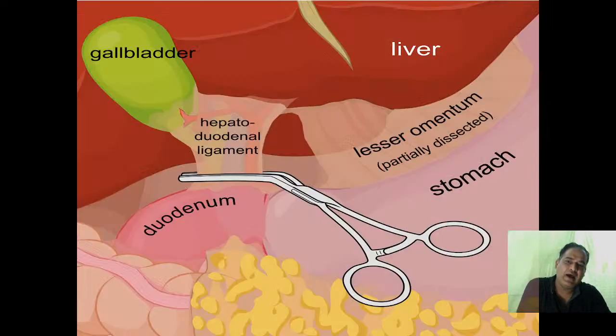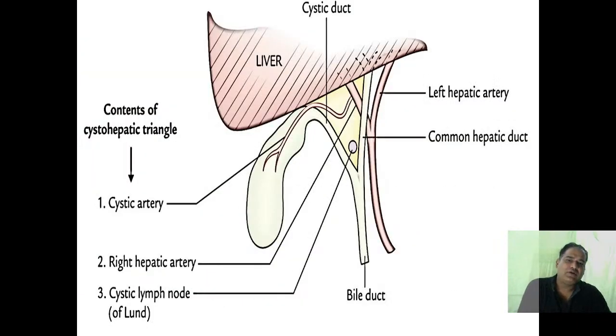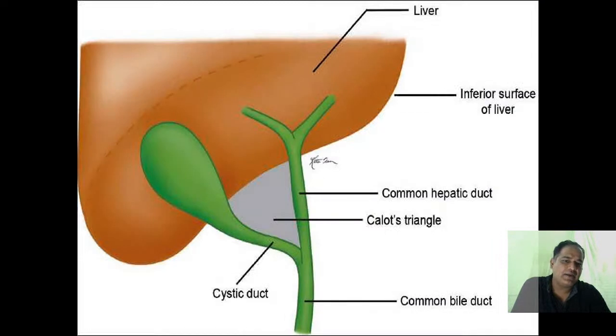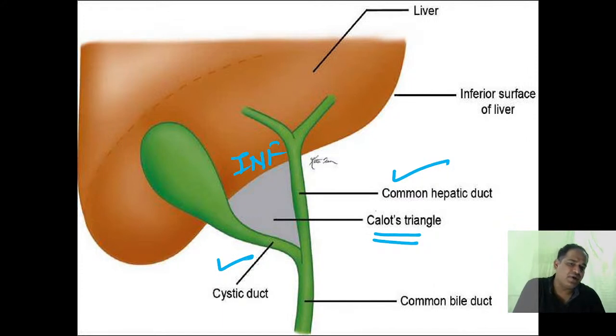Fine. Now, what area do we look for? We look for the Callot's triangle. And we are going to ligate two structures: cystic artery and cystic duct. This is the name, Callot triangle. On one side, common hepatic duct. On one side, cystic duct. And the inferior surface of the liver. They're going to ask it many times.